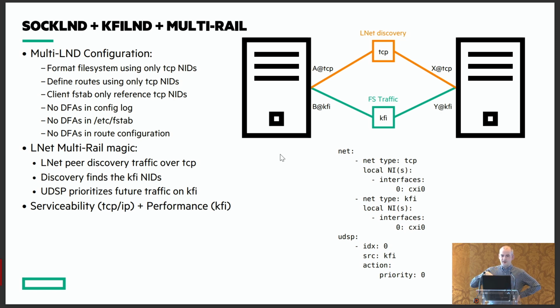And then when you go to mount the file system, LNet multi-rail just kind of works its magic. The initial discovery traffic will go over TCP because that's all Lustre knows about. And discovery finds the KFI NIDs. The UDSP rule takes effect, and now all of your future file system traffic goes over KFI, and so you get that performance from the HPC protocol. And the YAML config here just shows how you would emplace this.